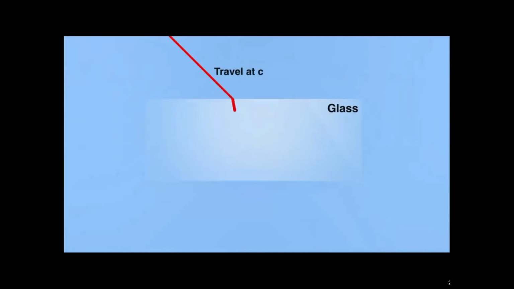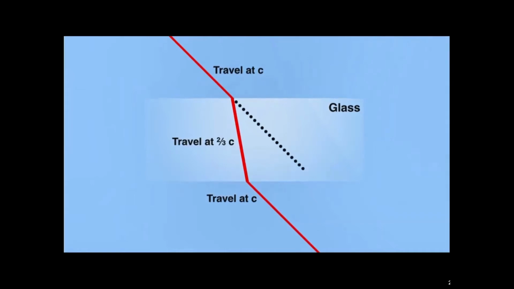When it hits the surface of the glass, the light will slow down to 2/3 its original speed, and it will change its direction. Once the light gets to the other side of the glass, it will emerge from the glass, change its direction, and move again at the speed of light. That's what happens. In addition, the light emerging from the glass will travel in exactly the same direction.